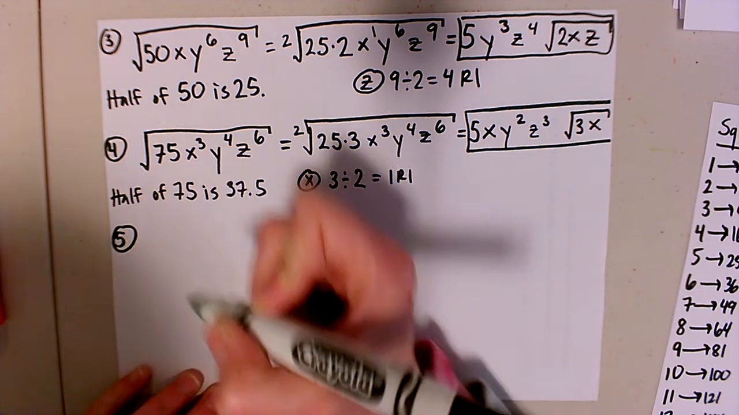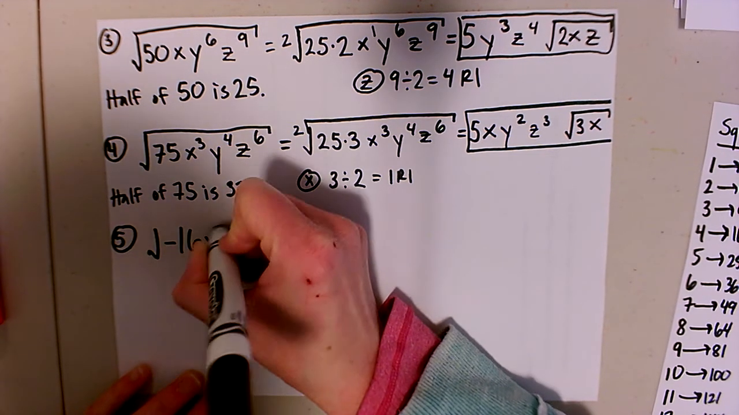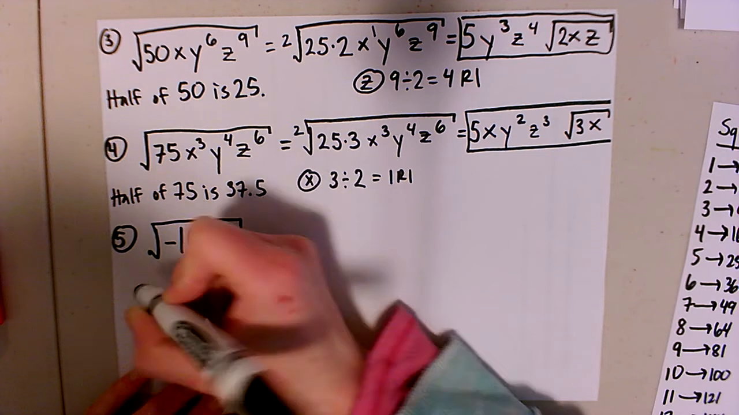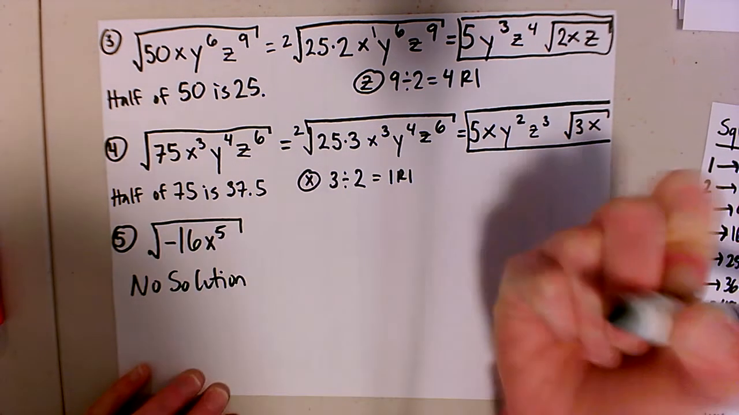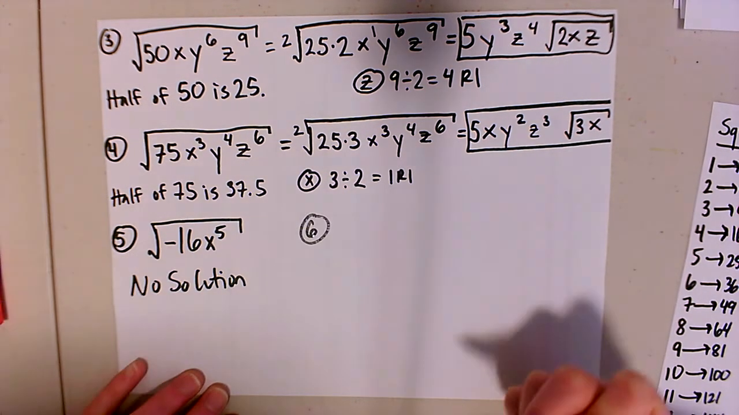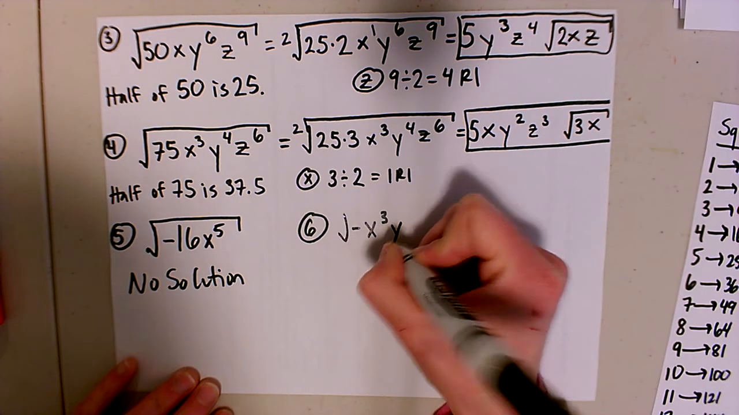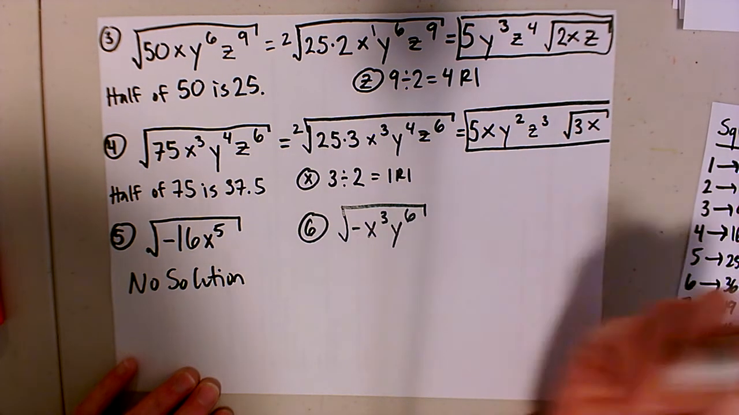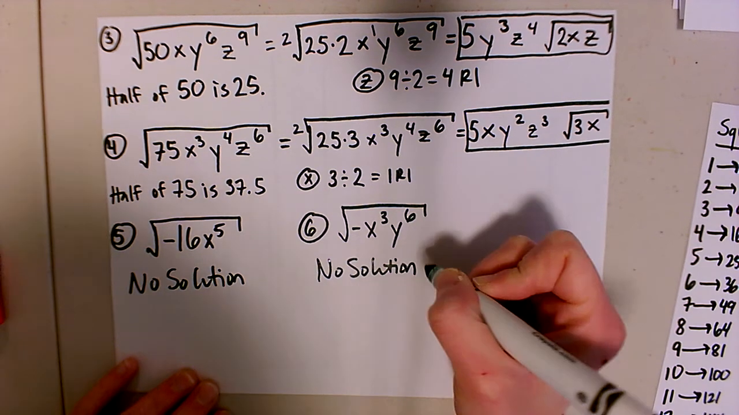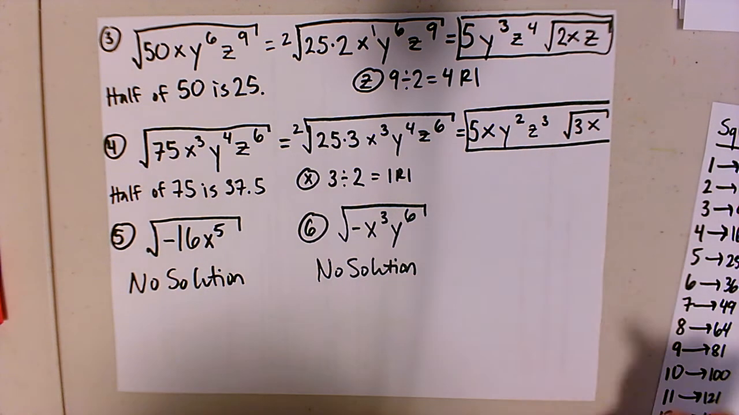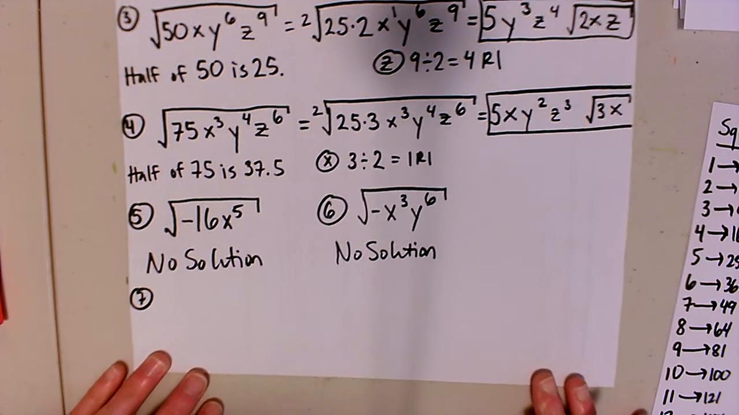So, number 5, the problem that they give us is the square root of negative 16 x to the 5th. Okay? So that is no solution because you can't take the square root of a negative number. And then the same thing for number 6. They give us the square root of negative x cubed y to the 6th, and again, you can't take the square root of that negative number, so that is no solution. Okay, so going on to number 7.